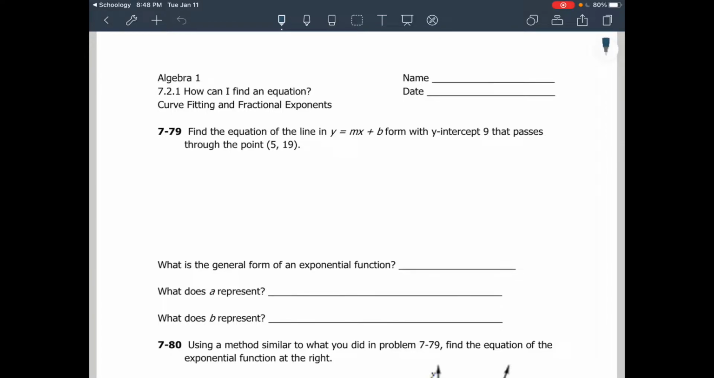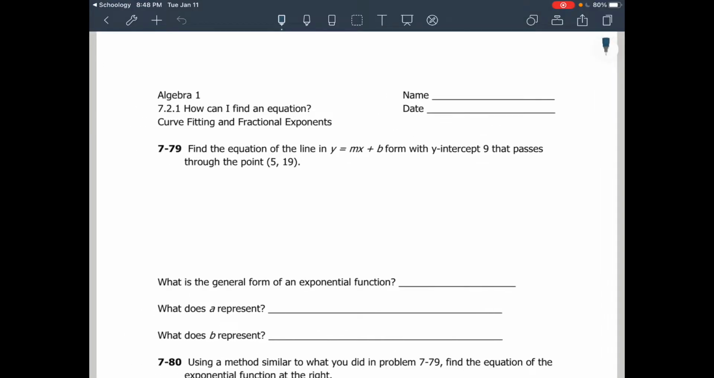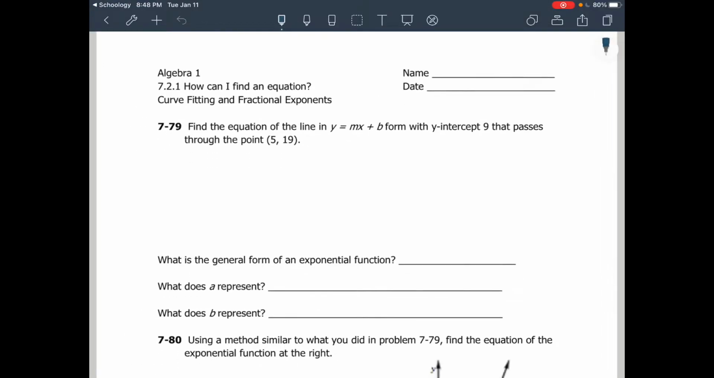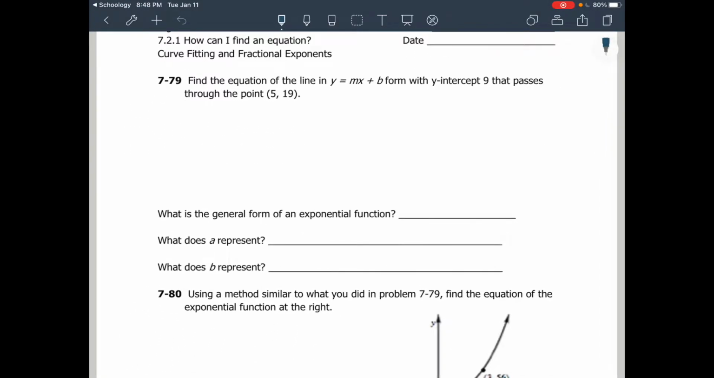It says 7.79, find the equation of the line in y equals mx plus b form with a y-intercept of 9 that passes through point (5, 19). So this review is kind of good for what we're doing here. So we're going to look at the y-intercept as our b, and this is x and y. And so I'm going to plug all those pieces into y equals mx plus b.